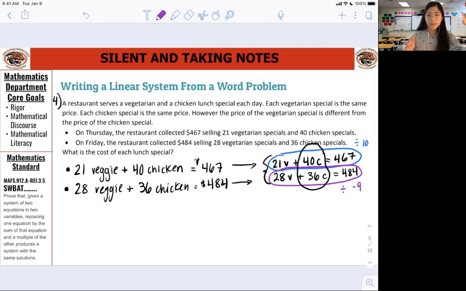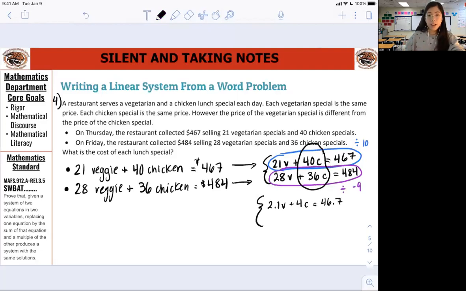Okay, if you're a little unsure about why that works, let's look. So I'm going to go ahead and do that. My top one, everything divided by 10. What do I get? 2.1V plus 4C plus 46.7. It's 46.7. Good.